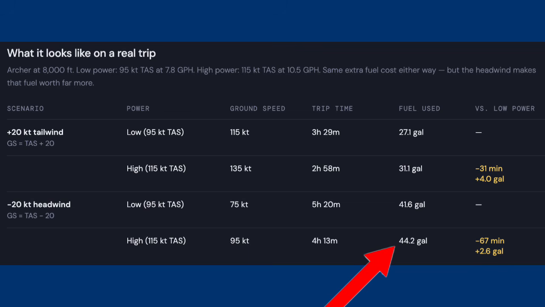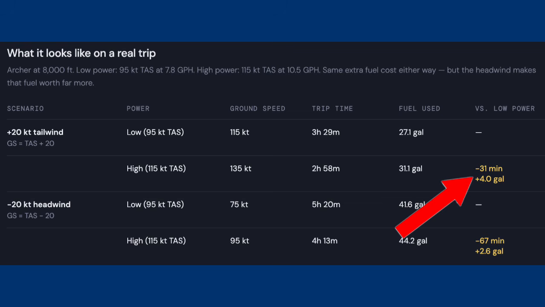So with this headwind, we're now saving 67 minutes. That's over an hour, but we're only burning 2.5 gallons extra. You're only paying $18 extra on this trip to go at that higher power setting. So let's put those two results side by side, because this is the point I'm trying to make. When you're flying with this extreme tailwind, that higher power setting did save you a half hour, but it cost you 4 gallons. With the headwind, that higher power setting saved you over an hour. It saves you double, and you only had to burn 2.5 gallons.